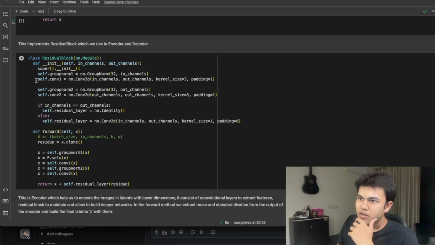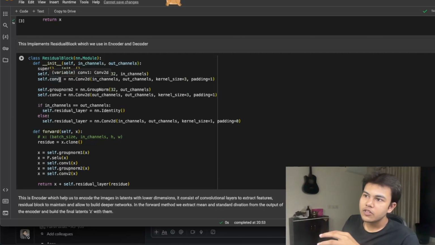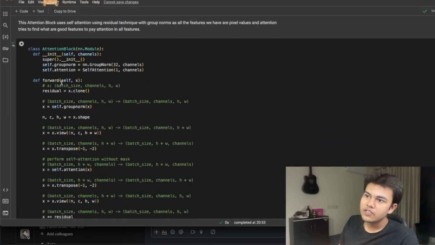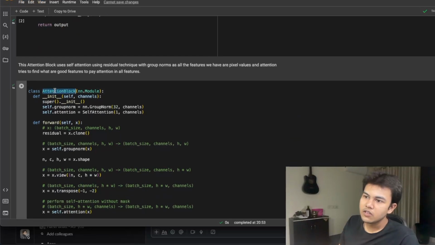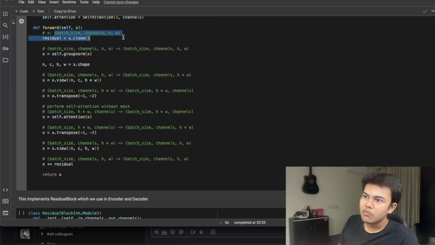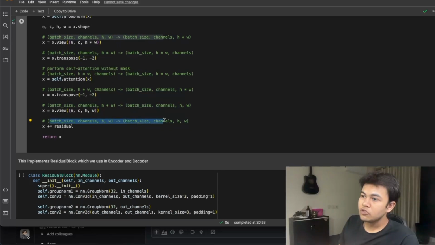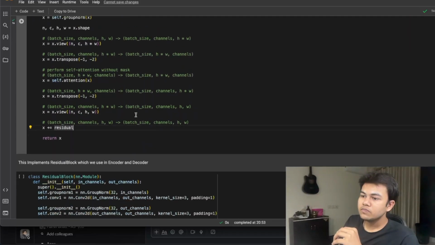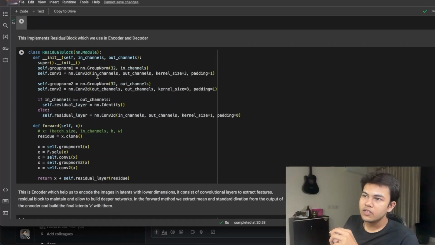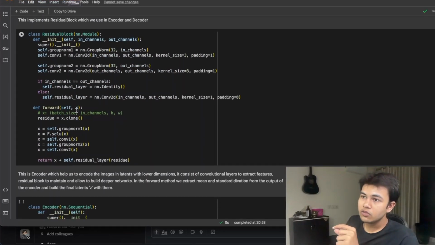So here I'm initializing the group norm, the normalization layer, and then conv1. In the residual layer we don't actually change the shapes of the input. In the attention layer the shapes were the same, and the output shape was the same also. So in the residual layer the input and output shape will be the same too.